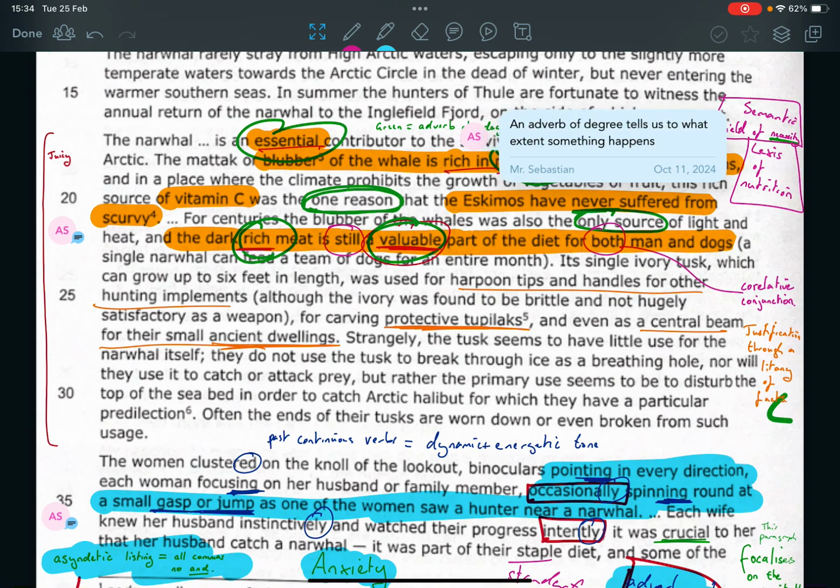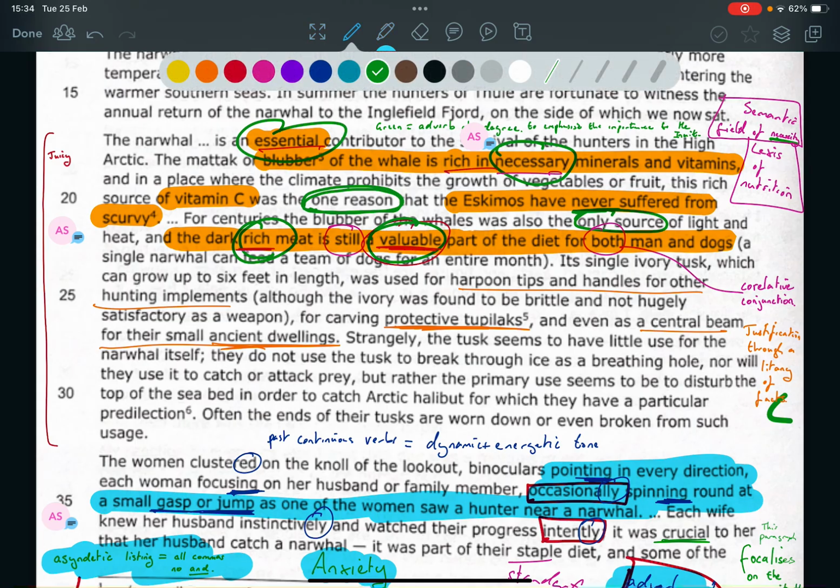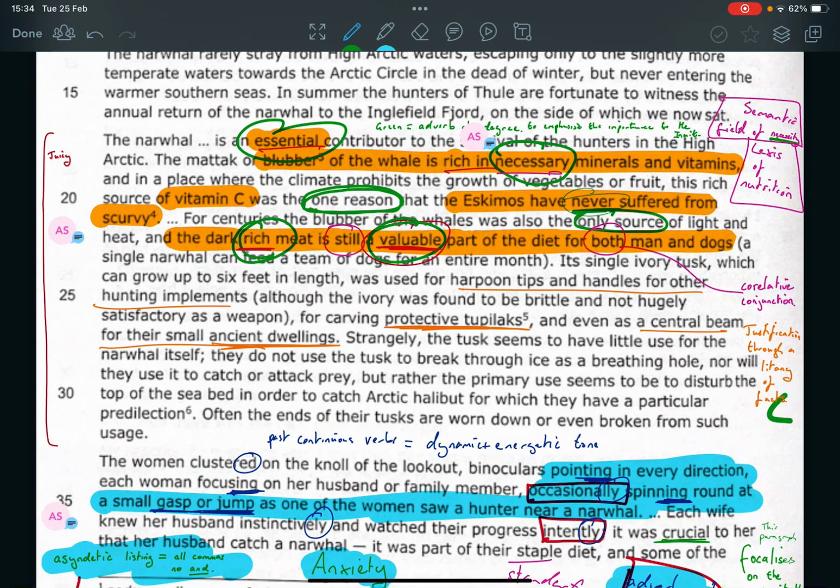Adverbs of degree tell us to what extent something has happened. So how much of a contributor is an essential contributor? How important is it? It is necessary. And here's another one I've just spotted as we've been going. The Eskimos have never suffered from scurvy. Again, another adverb of degree there. Or actually, frequency there, adverb of frequency.